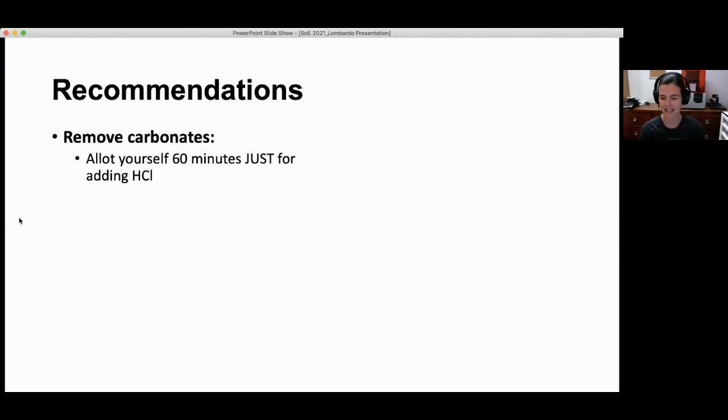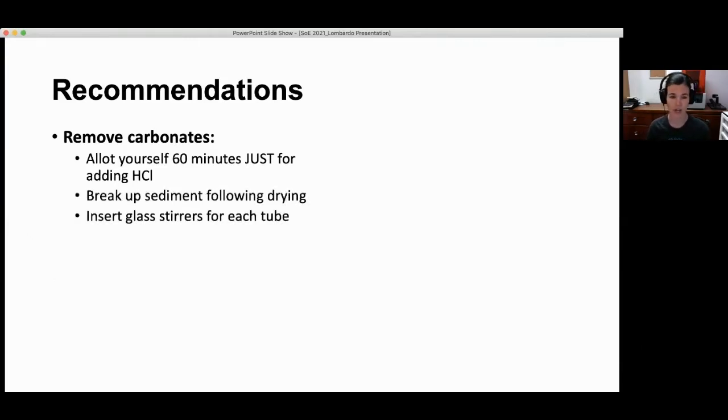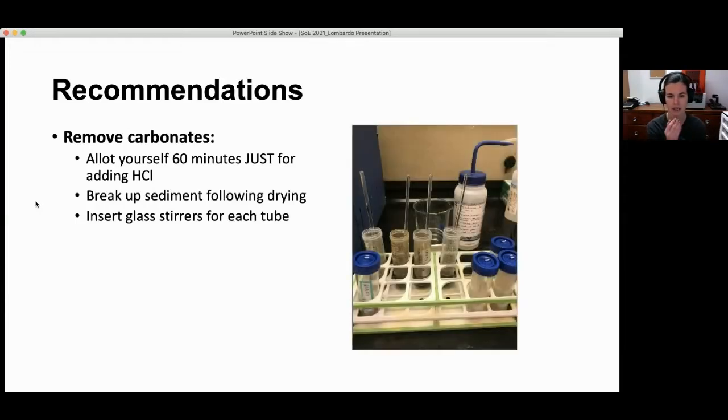I would break up the sediment in between your drying stages, as this will allow pockets of minerals to have the necessary reactions with your hydrochloric acid to then rid the sample of carbonates. The glass stirrers are really handy for this, as well as managing the bubbling that will inevitably happen with your samples as you are trying to get rid of those carbonates.